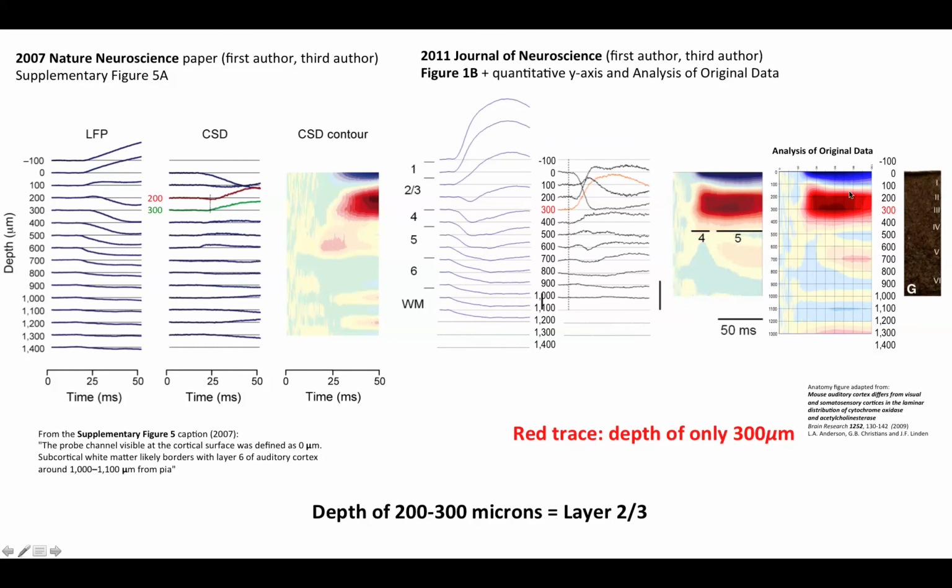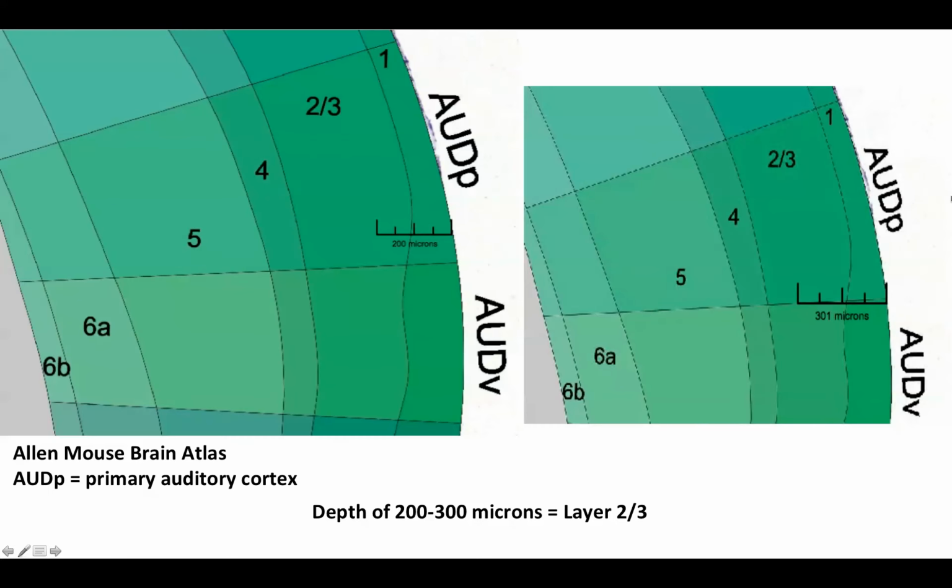And in figure 1b, we saw the same thing, that this is a very superficial sink in layer 2/3, and that their measure of layer 4 really isn't supported by a quantitative approach to the data, because what they're calling layer 4 is a trace at a depth of only 300 microns and is a sample of a layer 2/3 sink. And this has been the mantra throughout this talk, that a depth of 200 to 300 microns is layer 2/3. So when they're comparing these traces recorded at depths of 200 to 300 microns, all they're doing is comparing layer 2/3 with itself.